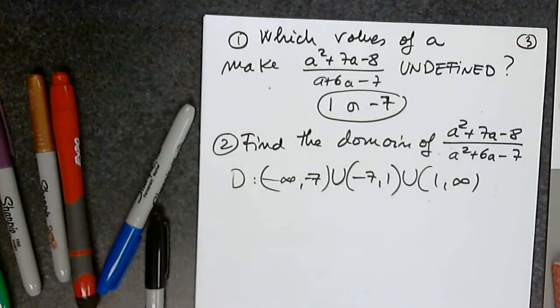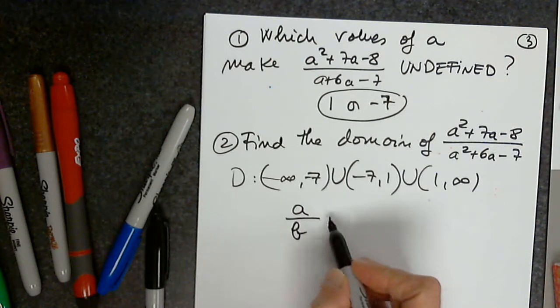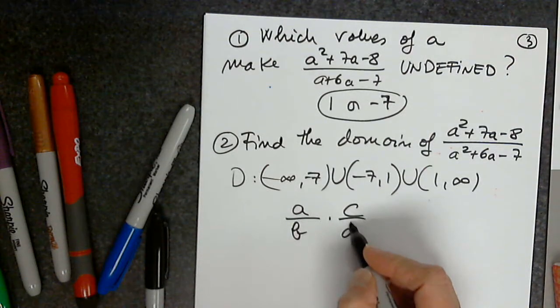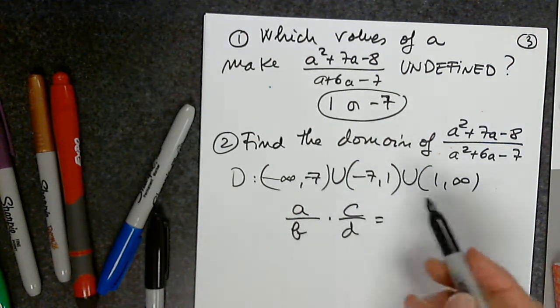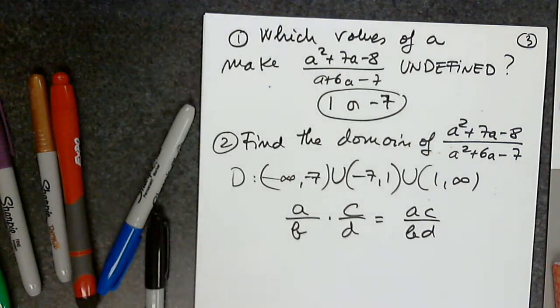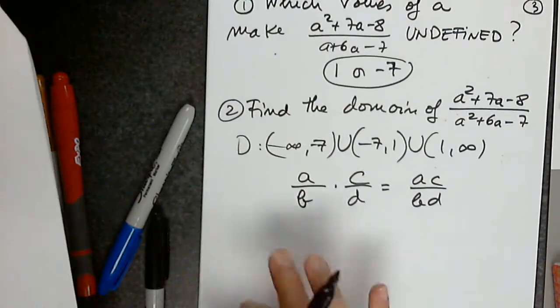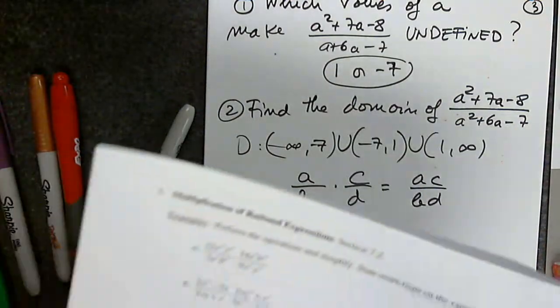So how do I multiply two fractions? Well, if I have to multiply A over B by C over D, all I do is multiply the tops and multiply the bottom. There is nothing different here. It's just that the expressions will look more difficult because there is a variable in there, or maybe two, or maybe three. But nothing else. It's the same concept.